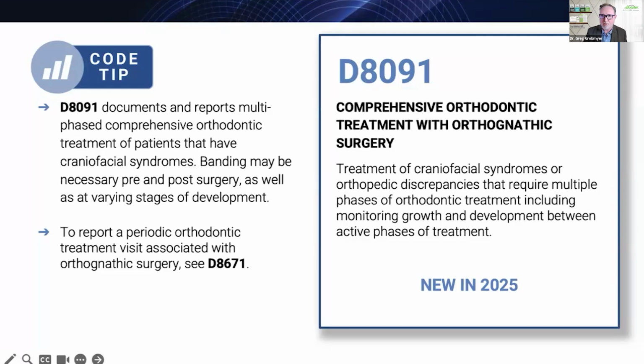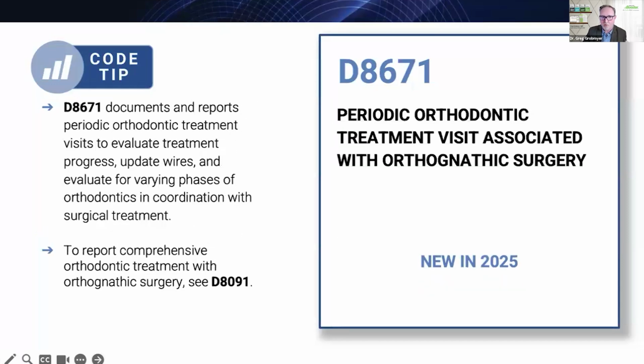There's a way to document and report that this is a different treatment than just comprehensive ortho, which might be a clear aligner case. Okay. So big contrast between the two. So this specifies that, hey, this is a big one. Expect to see a whole lot more stuff coming. And so it flags that for the insurers as to what the situation is and carves that out as a separate type procedure. The periodic orthodontic treatment visit associated with that is also new. And so again, that is associated with orthognathic surgery.